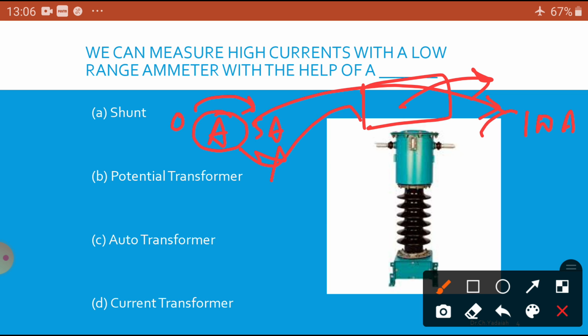What is the media? Whether it's a shunt, or a potential transformer, or an auto transformer, or a current transformer. Which one are you going to use? We have already seen that the shunt can be used to extend the range of ammeters in low ranges. The potential transformer is used to extend the range of voltage. The auto transformer is used to vary the input voltage to the device. Whereas the current transformer is used to measure high current, and this is known as the CT.